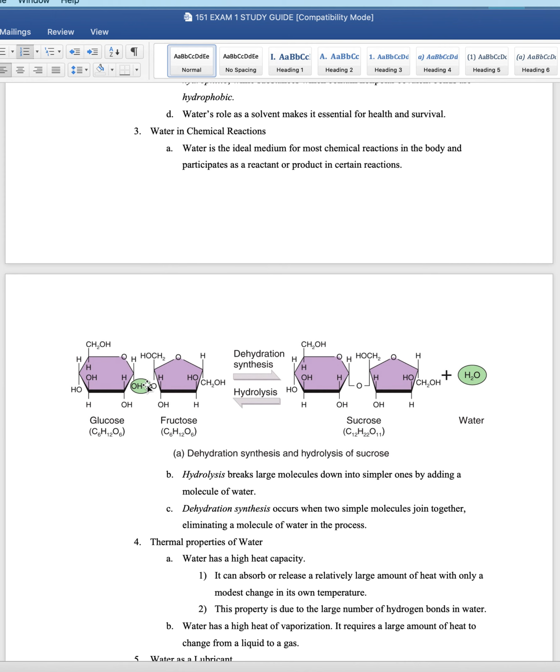So first we're going to remove this hydrogen from here, that OH from there. So now no one's carrying coffee, so they're able to hold hands. That's going to create a water molecule and create a dimer. So that's called dehydration synthesis.